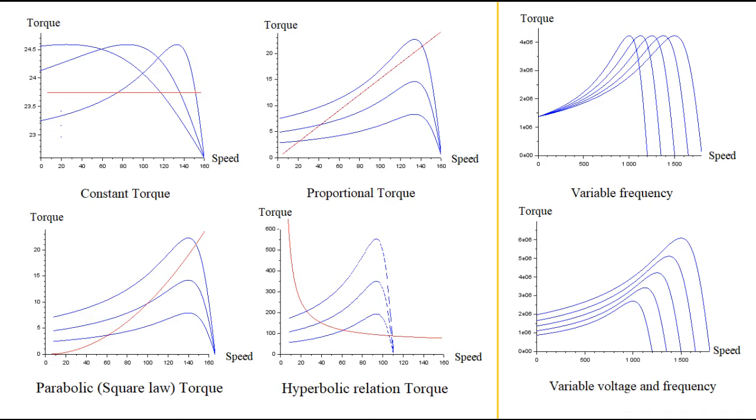Consider the various types of mechanical loads and their load requirement characteristics shown on the slide. The first characteristic is constant torque. The requirement of this torque starts from zero speed onwards. This constant torque implies that the motor must have that value of starting torque from zero speed onwards.